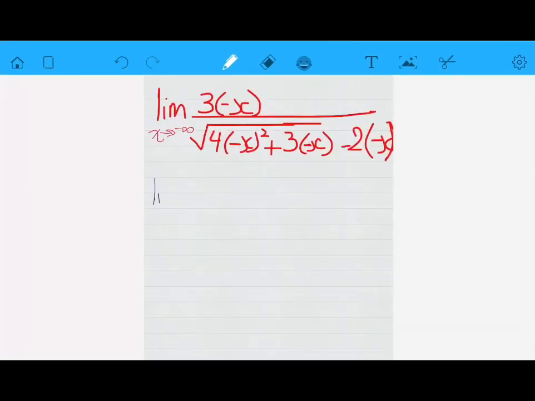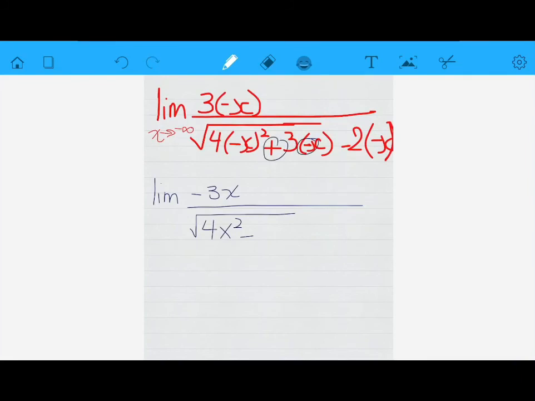In this slide, I rewrite the same equation again. We have the limit with minus x, radical 4 times minus x squared plus 3 times minus x, minus 2 times minus x. Here we have an odd power, so I put a minus. Here we have an even power, so we change minus to positive. Positive with negative gives negative 3x, and minus with minus gives plus 2x.